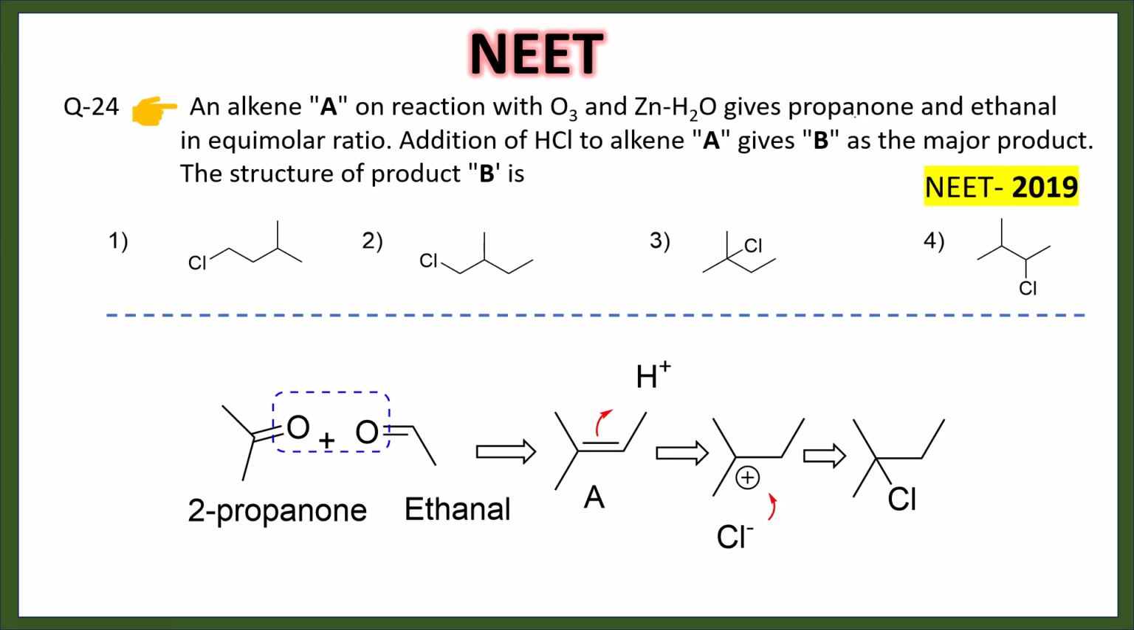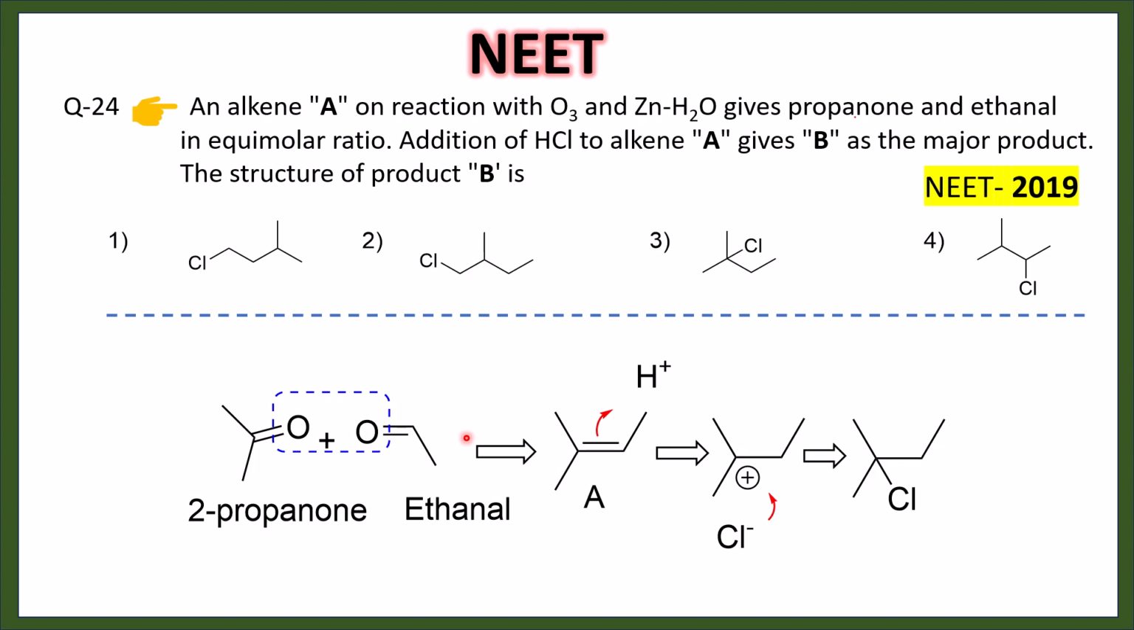Now question number 24. An alkene A on reaction with ozone, followed by workup with zinc and water, gives propanal and ethanal in an equimolar ratio. Then addition of HCl gives A and B. We have to find the major product. The structure of B is... so we have ethanal and propanal.